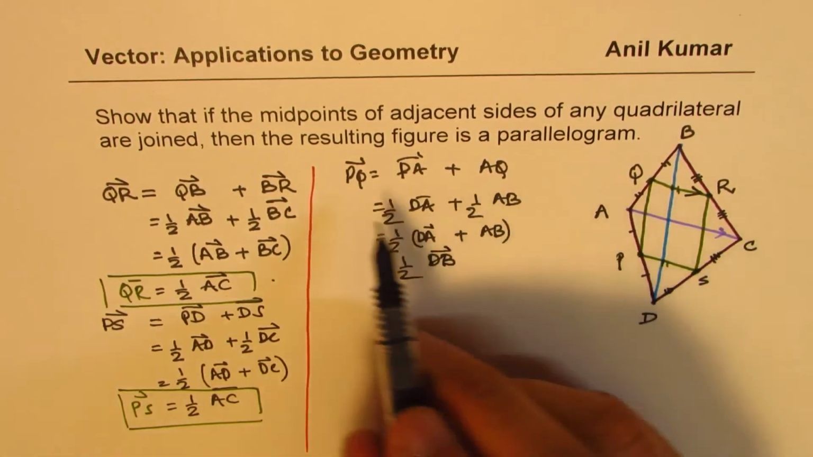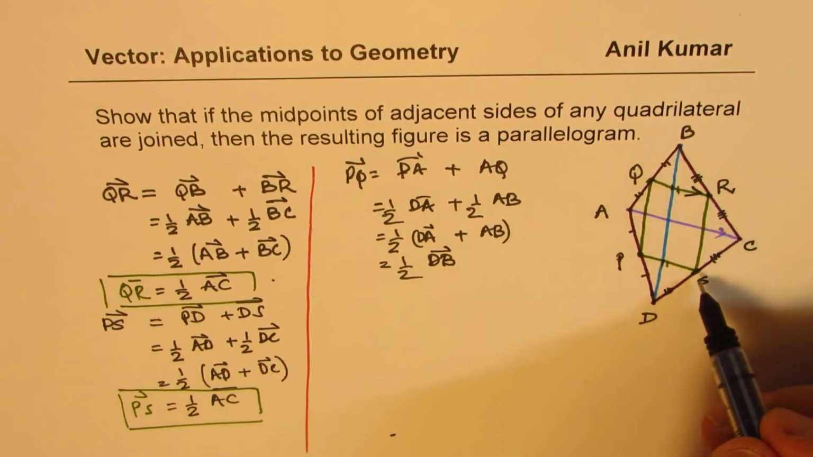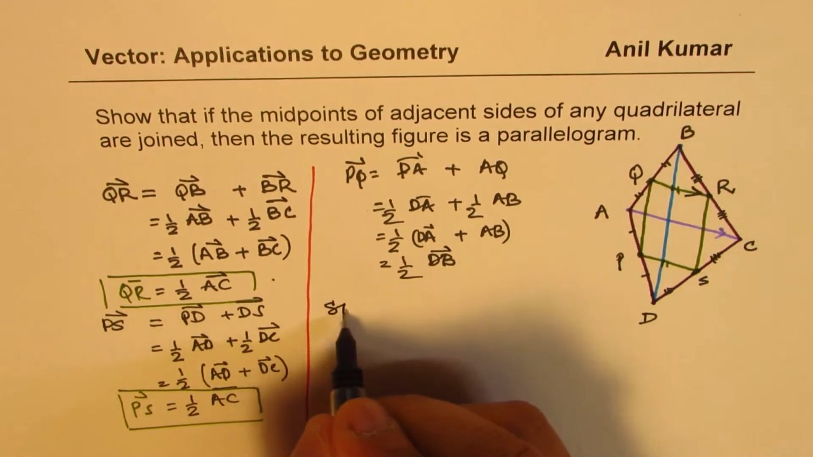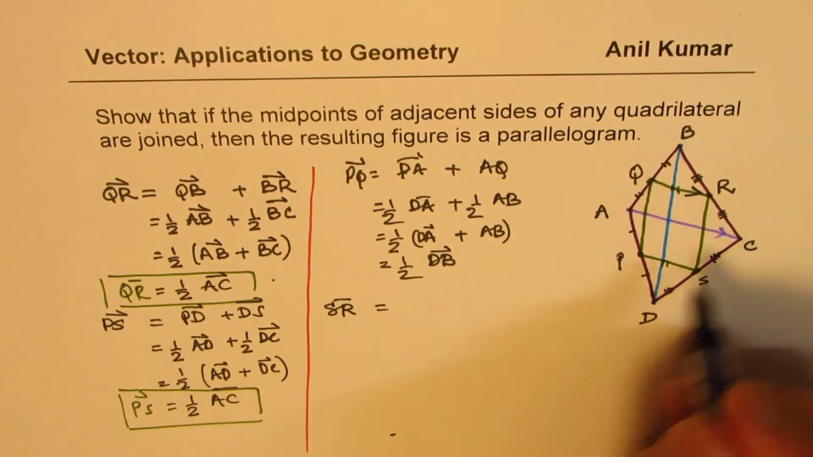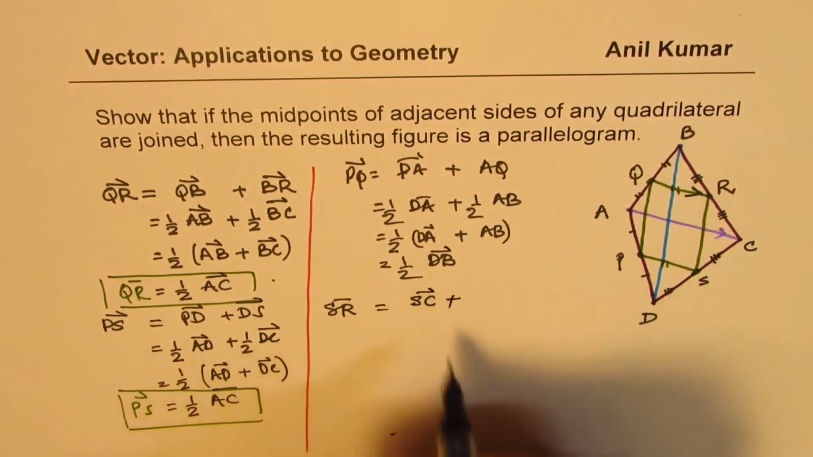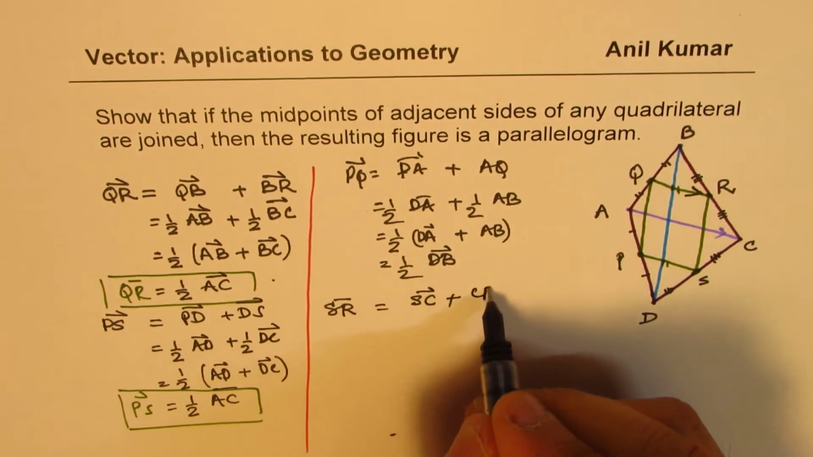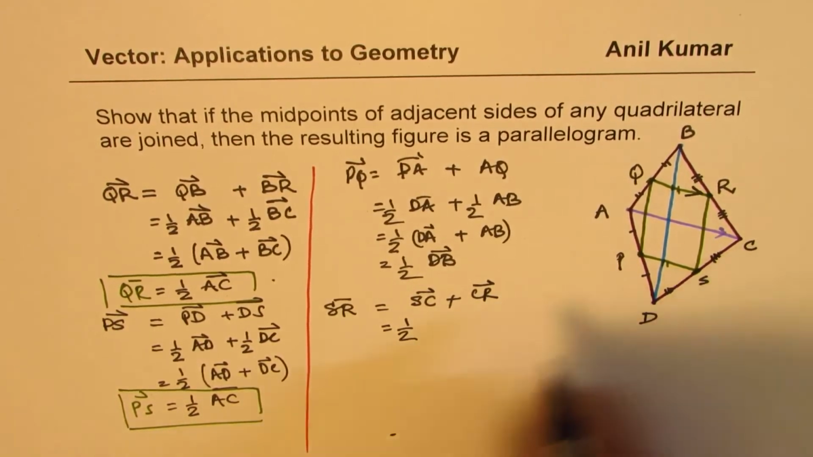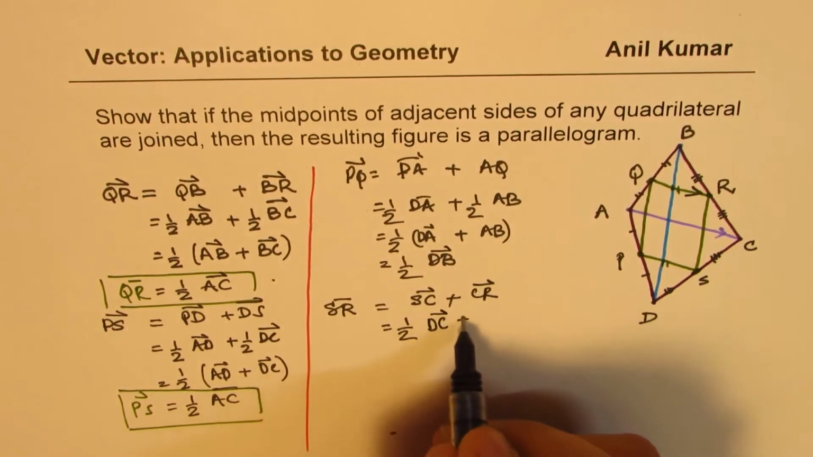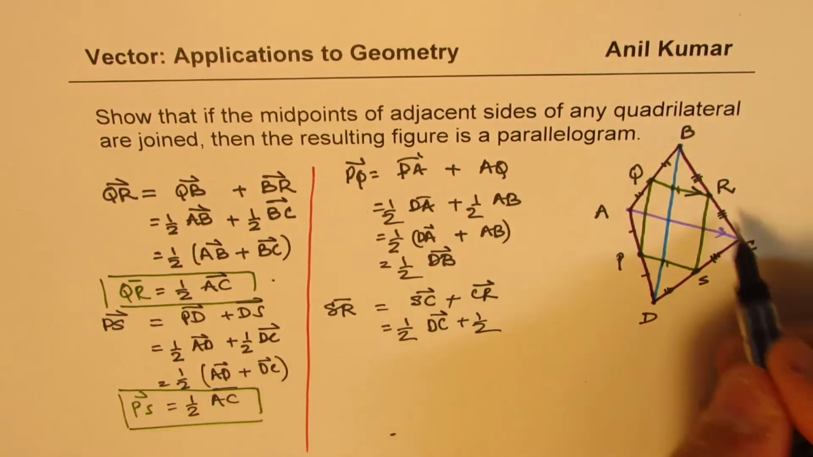Correct? So we got PQ. Now let's see what SR is. Same strategy. S to R will be SC plus CR, which is half of DC plus half of CB.